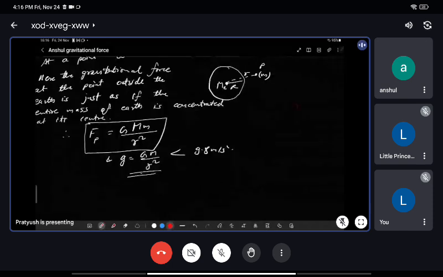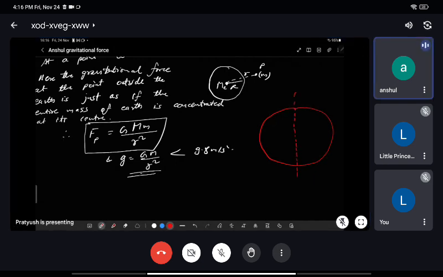Why? Because the shape of Earth is said to be an oblate spheroid. It is not a sphere. It is an oblate spheroid. Is g more at the equator or at the poles? At the poles it is more.